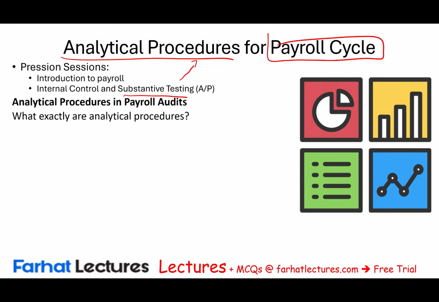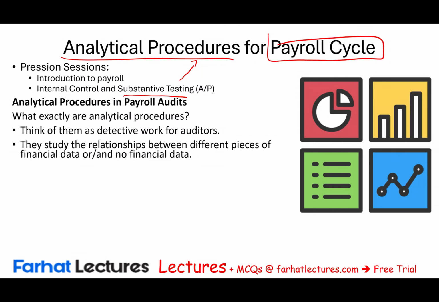So what are analytical procedures? I know I keep repeating myself, but think of them as detective work for auditors. What you are looking at is the relationship between different pieces of financial and non-financial data, sometimes within financial data, sometimes financial data and non-financial data. And you're looking for unusual trends or figures or percentages. This could include using ratios, horizontal analysis, vertical analysis.